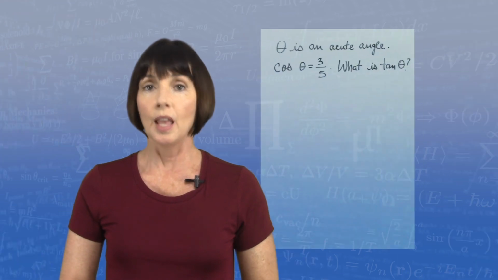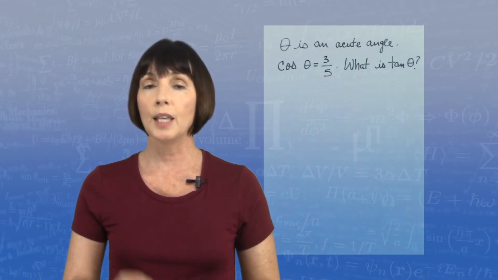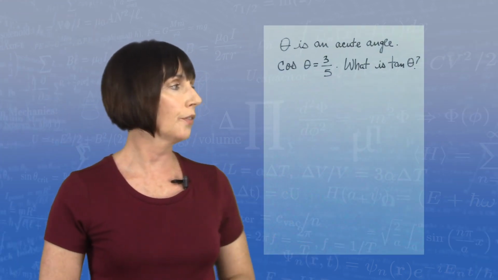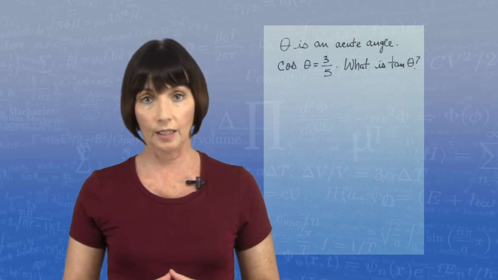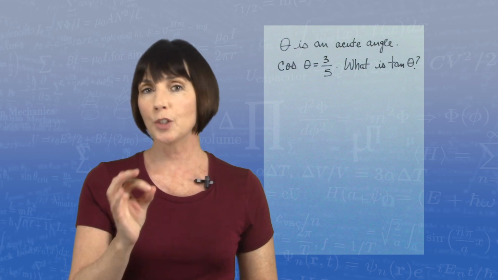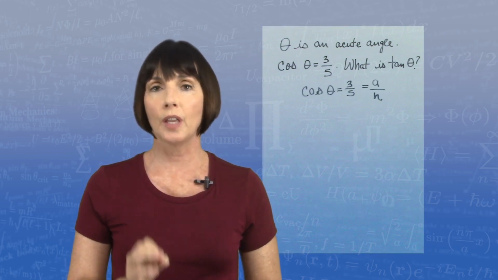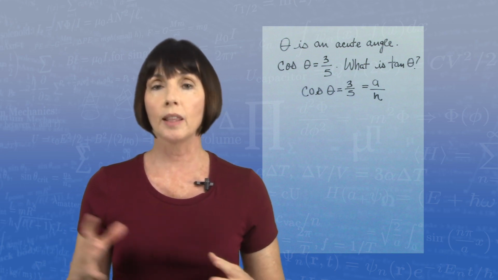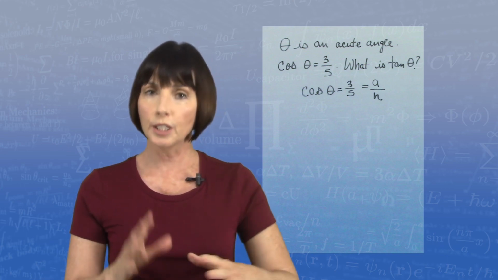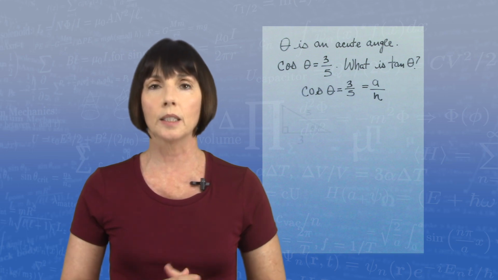Okay, let's take a look at a different kind of example. Theta is an acute angle, and we're given that the cosine of theta is equal to 3 over 5. What is the tangent of theta? All right, first let's remember that the cosine of theta is equal to the length of the side adjacent to the angle divided by the length of the hypotenuse. So let's draw a right triangle so we can see this a little bit better.